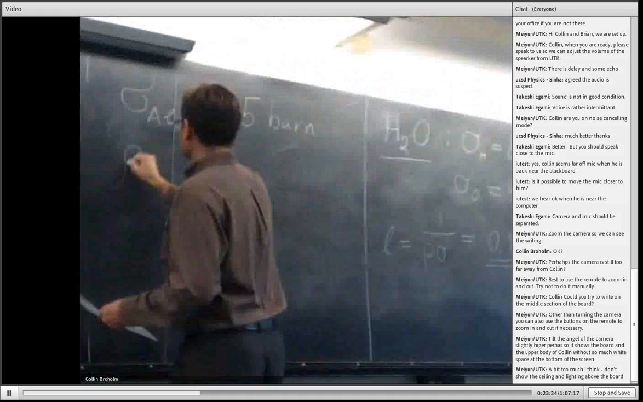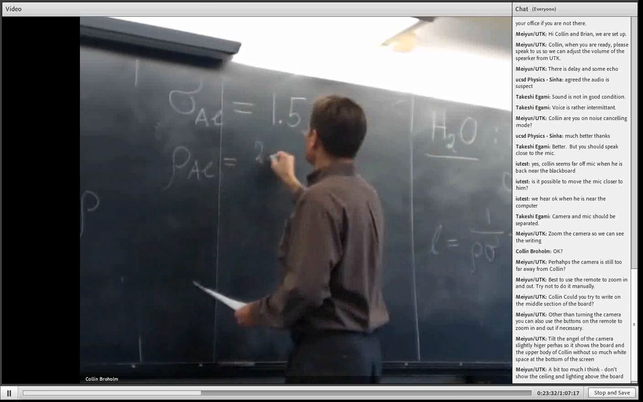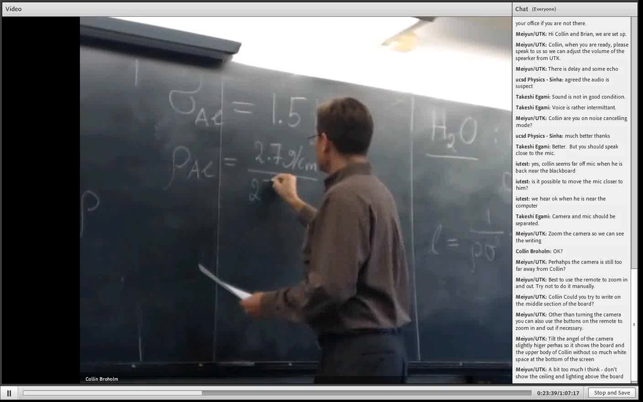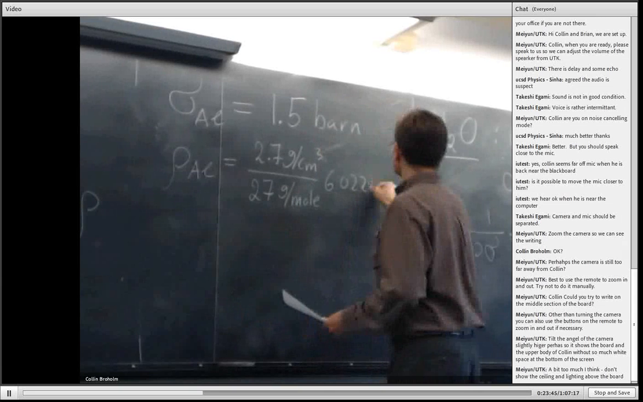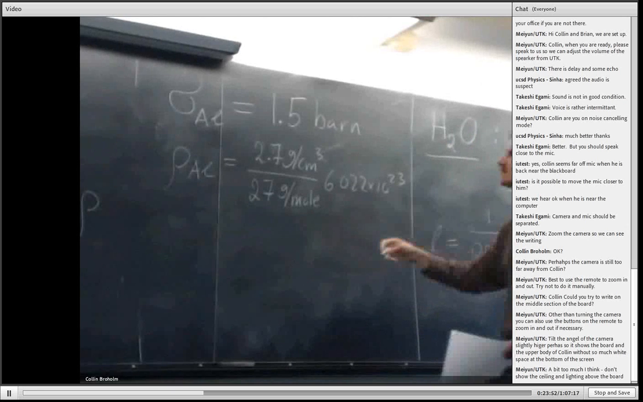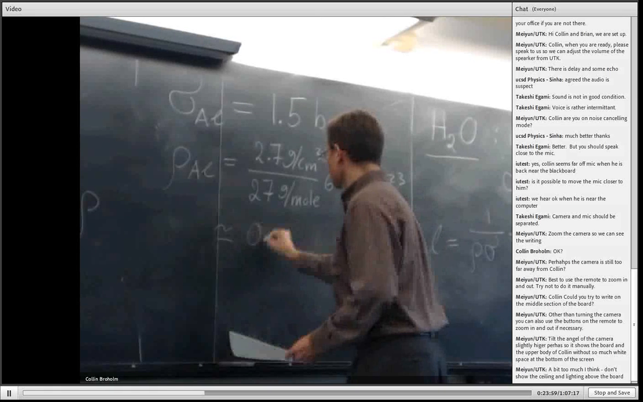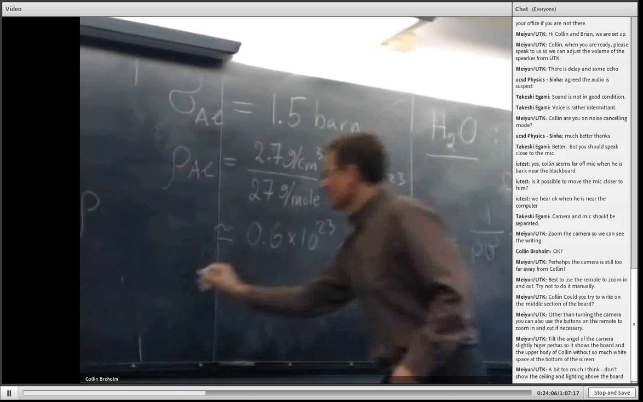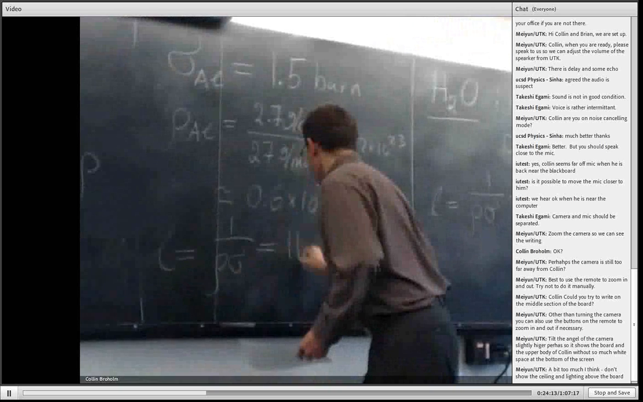Whereas the density, and remember that's the number density for aluminum, just to show you how the calculation goes: 2.7 gram per cubic centimeter, and the molar mass is 27 gram per mole. And Avogadro's number is 6.022 times 10 to the 23, so that's basically why you always end up with something around 10 to the 23. And so this ends up being about 0.6 times 10 to the 23 inverse centimeters. And then the characteristic length in that case becomes 1 divided by rho sigma, which is equal to 11 centimeters.